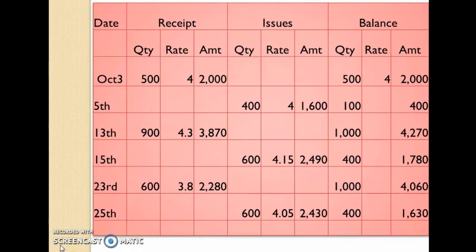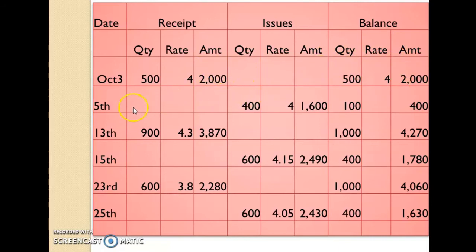Okay, now let me see how to solve this problem. As usual, we all know how to prepare the statement, with the columns date, receipts, issues and balance, as we did in our first in first out and last in first out methods. So here we directly move to the question. On 3rd October, 500 units were received at the rate of rupees 4, it is 2000. So we can directly record it in our balance column also.